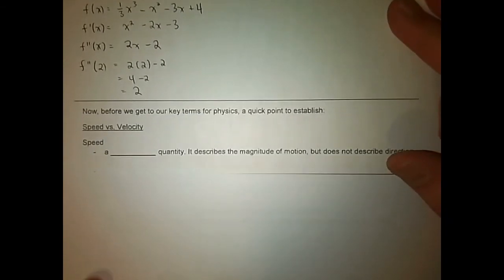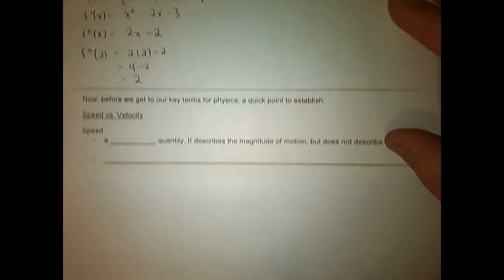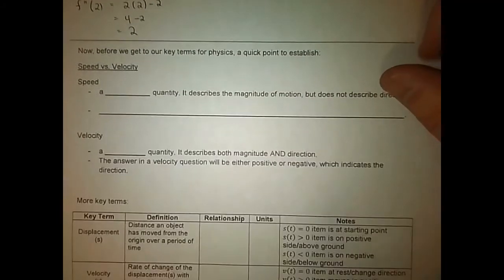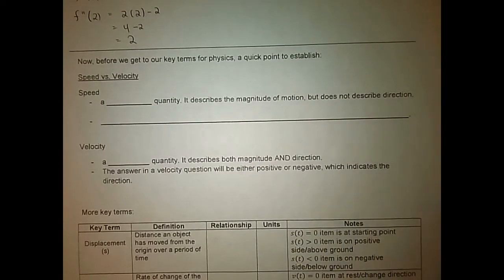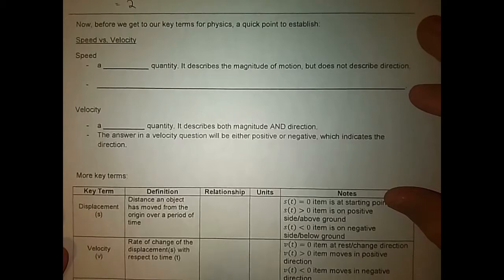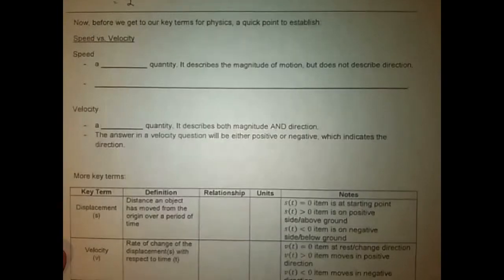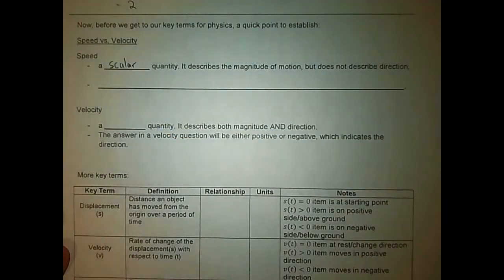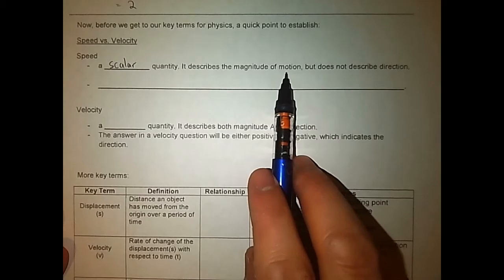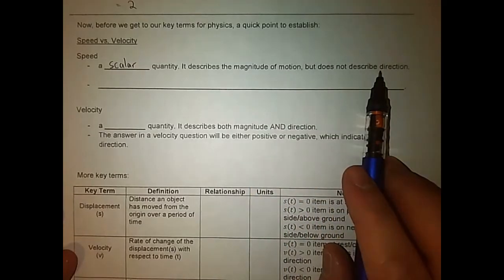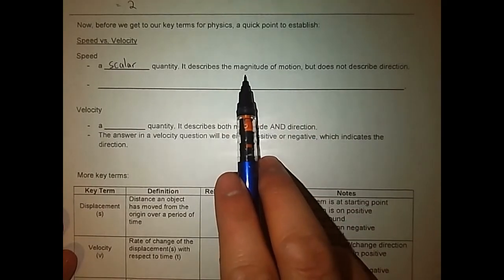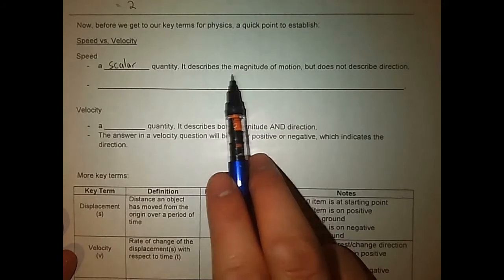So first we have to learn about speed, and we have to learn about velocity, because they are slightly different from each other. I mean, they might sound the same, but they're slightly different, especially in terms of our physics definitions. So speed is what we call a scalar quantity. It describes the magnitude of motion, but does not describe a direction. Magnitude just means like a number. It has a value for some sort of motion.